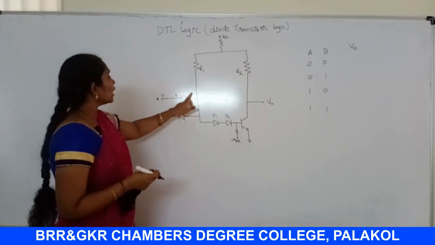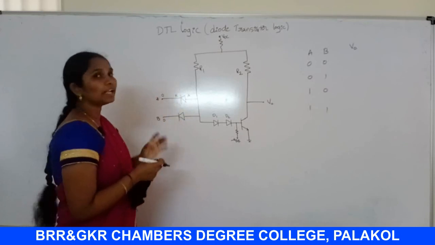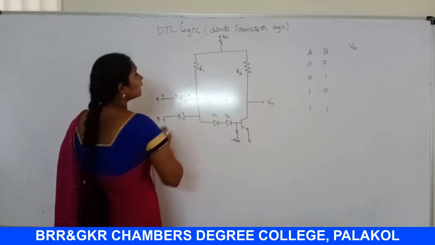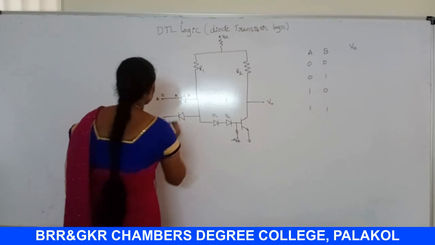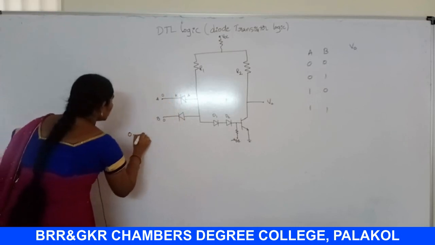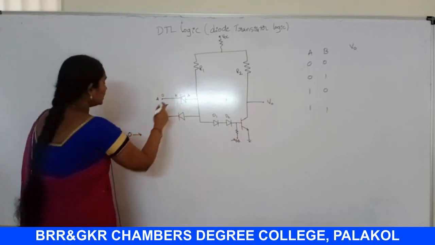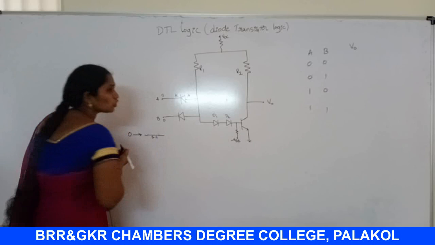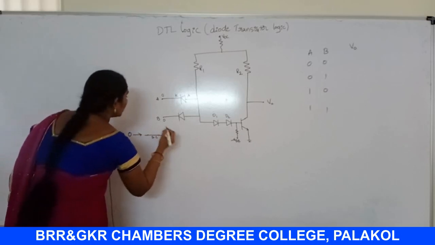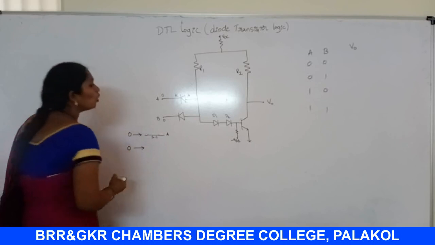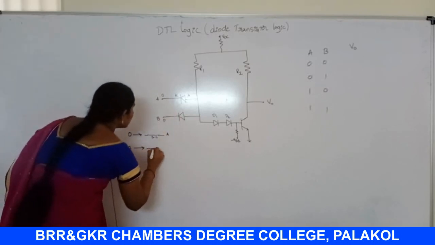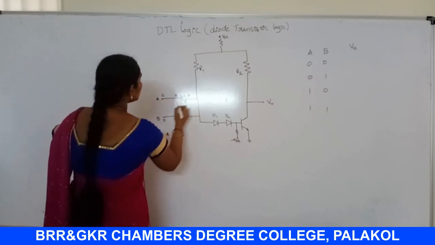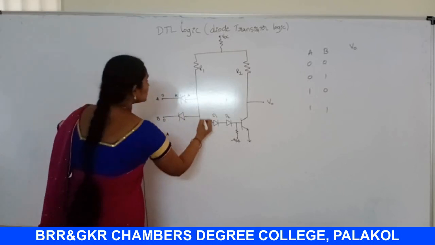Therefore, whatever diode is at the input is in the active region, that means it is in forward bias. Whenever you apply a 0, this input diode is in forward bias. Forward bias is nothing but a short circuit. So for input A, and also when applying 0 to input B, this diode is also a short circuit. Short circuit means this 0 flows through this diode.